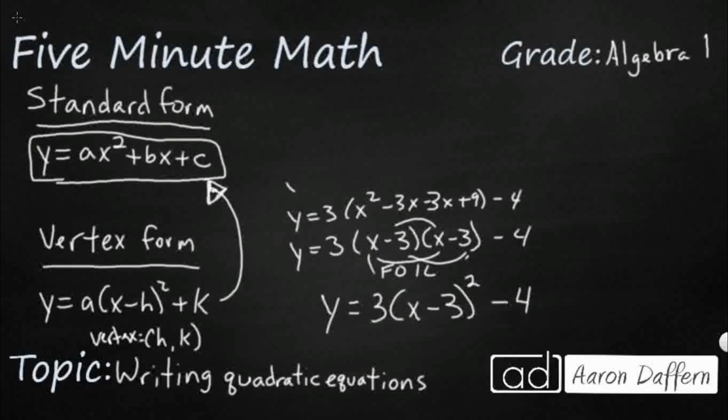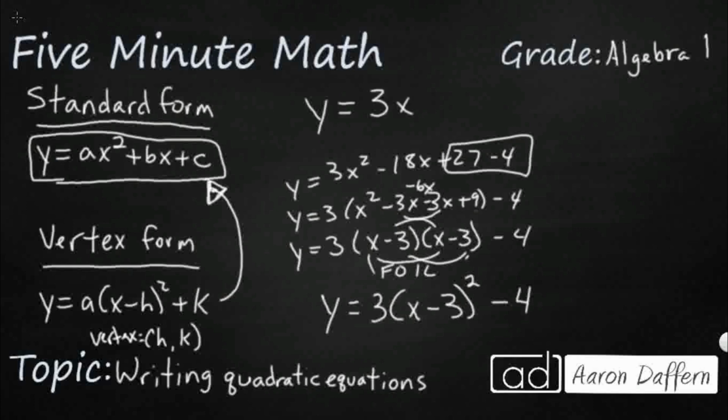Now we simplify. y equals 3 times x squared. We're going to distribute this out. I've got a minus 6x, so I'm going to multiply that by 3. That's minus 18x. And then we have 3 times that 9, plus 27 minus 4. We're almost done. We simply need to combine these like terms. And here is our standard form. Same parabola, quadratic function there, but it's going to be a plus 23.